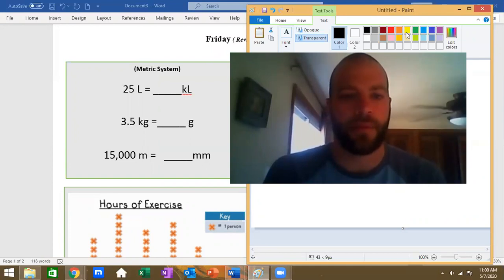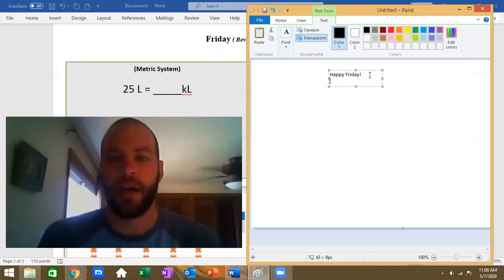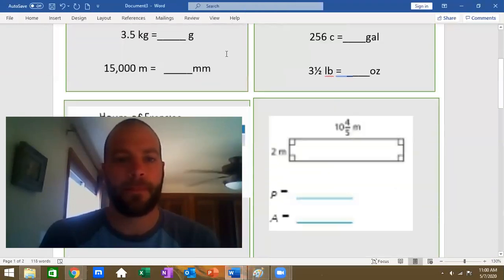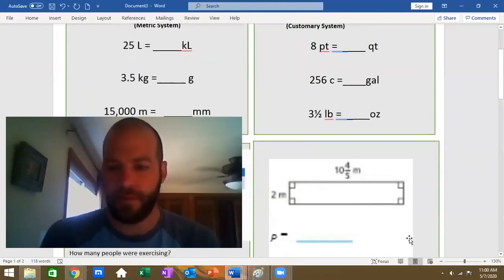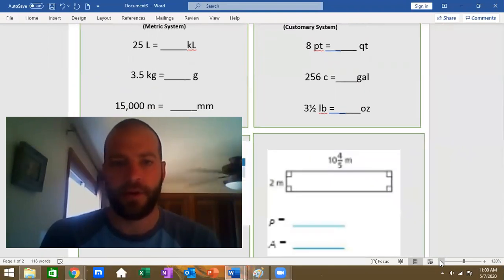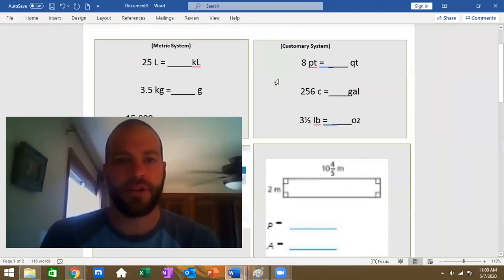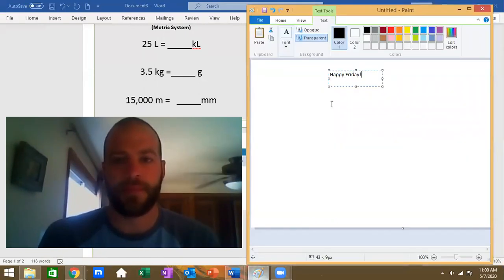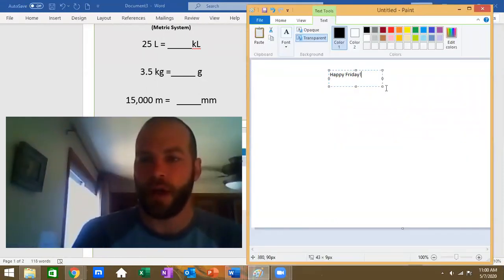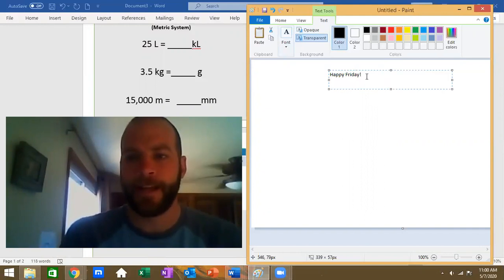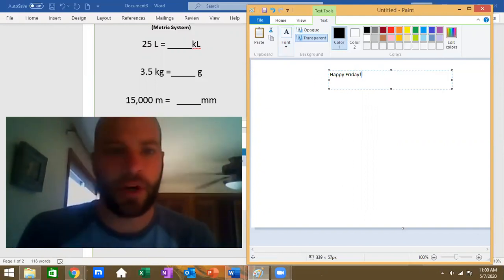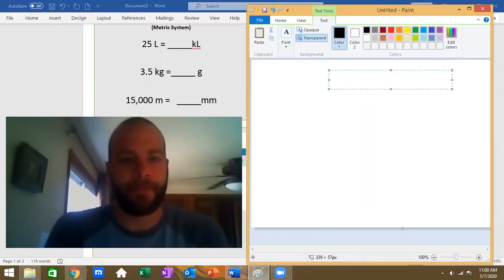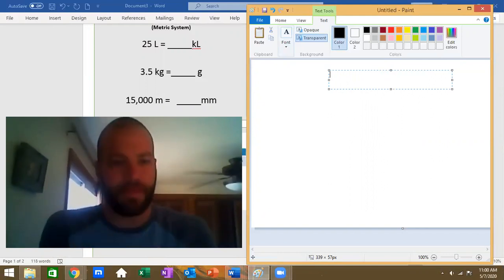Let's see, where can I throw myself? Right there, perfect. All right. So the first thing that we're going to rock is the metric system. So remember, these blue boxes are just made up problems that are very similar to the problems that you're working with. All right. So we're working with liters and kiloliters. And that first question, this is the metric system.